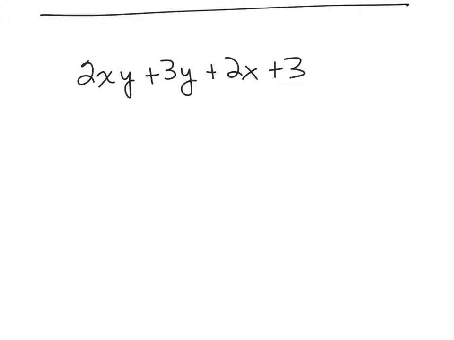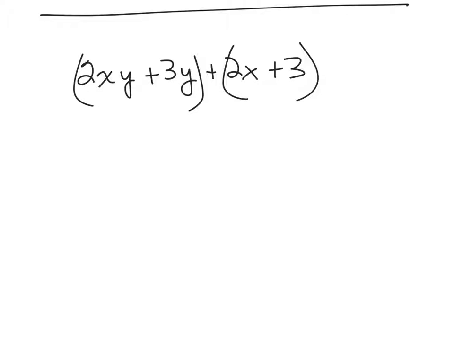Now, there are 2 other things I want to look at with you. Let's say we had this problem, 2xy plus 3y plus 2x plus 3. On this problem, there's no common factor in all 4 terms. We know to do grouping because there's 4 terms. So group the first 2, group the last 2.